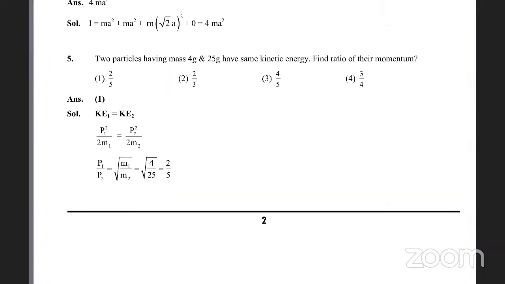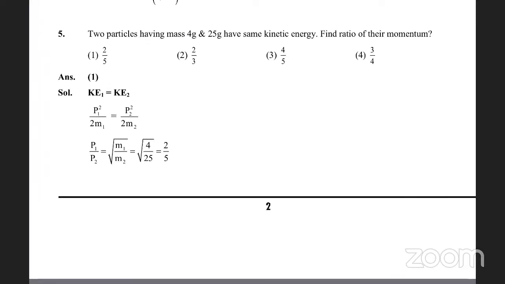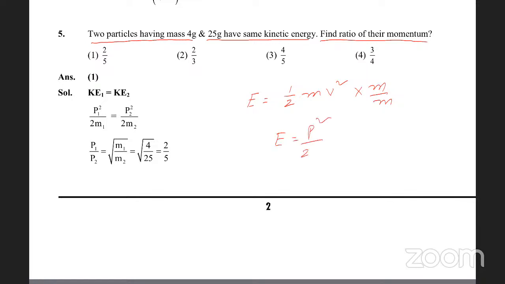Now look at this one. Two particles having masses 4 gram and 25 gram have the same kinetic energy. Find the ratio of their momentum. We know that it is based on the formula kinetic energy E is equal to half m v square. Dividing and multiplying by mass, kinetic energy is equal to P squared by 2m, where P is mv, the momentum. If you apply this formula, you will get 2 by 5.